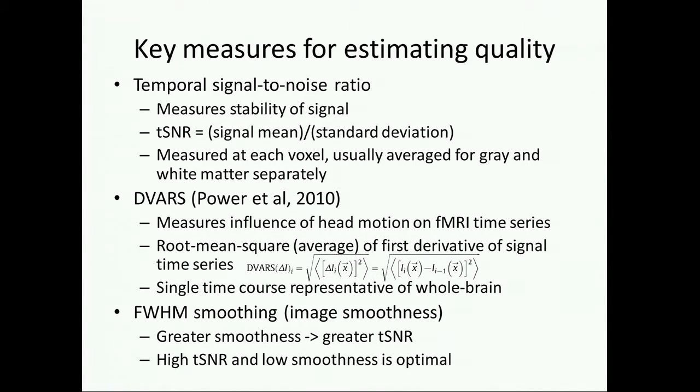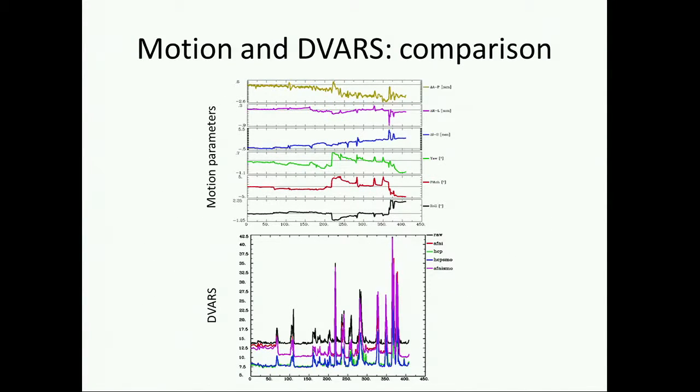So a good fMRI data set basically has high values of TSNR, ideally low values of smoothness, and has a relatively flat or invariant DVARS time course. So how does DVARS get calculated?